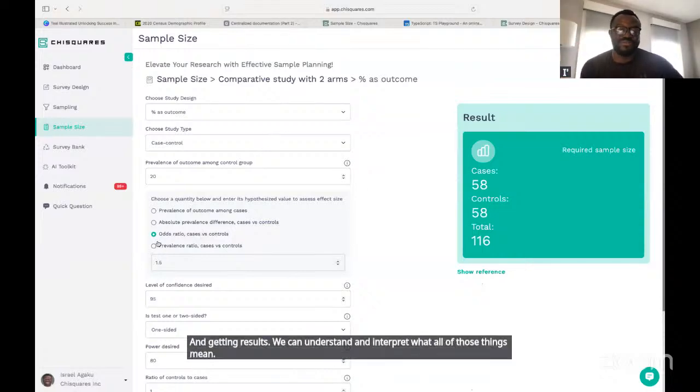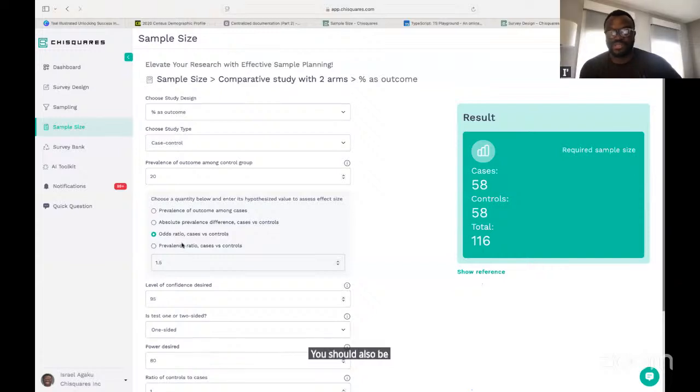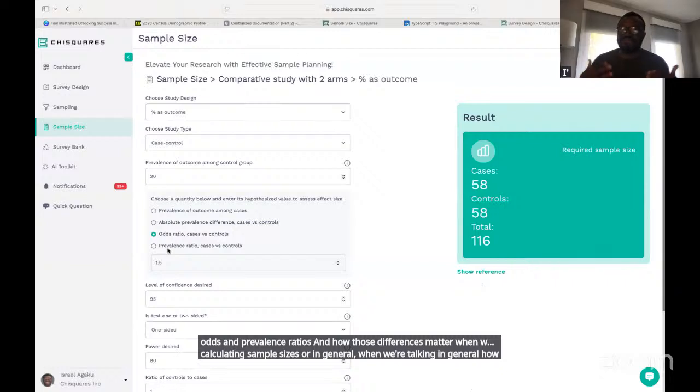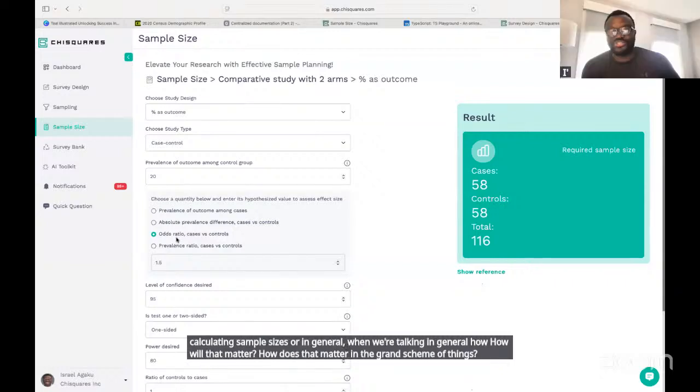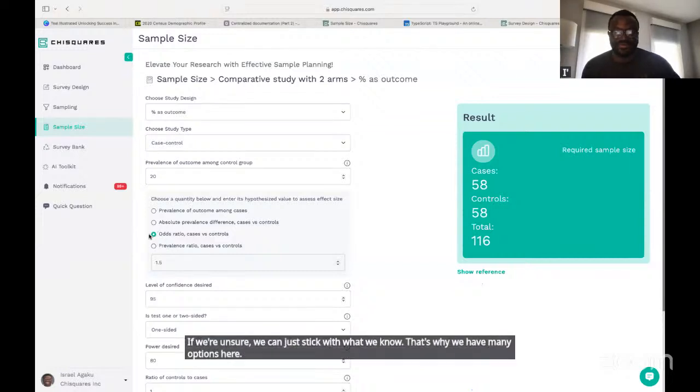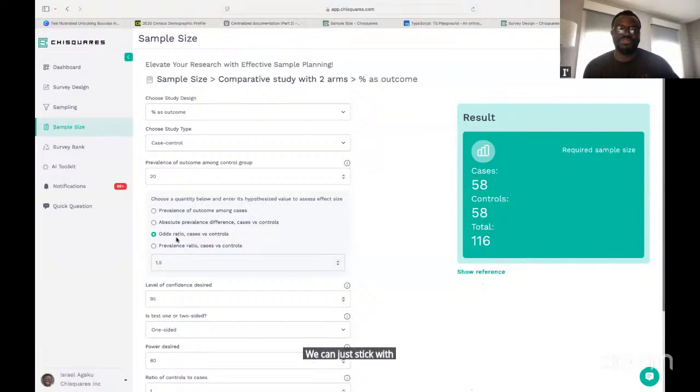You should also familiarize yourself with the difference between odds and prevalence ratios, and how those differences matter when we are calculating sample sizes, or in general. How does that matter in the grand scheme of things? But if we're unsure, we can just stick with what we know. That's why we have many options here. We can just stick with what we know, like the odds ratios, and then just go from there.